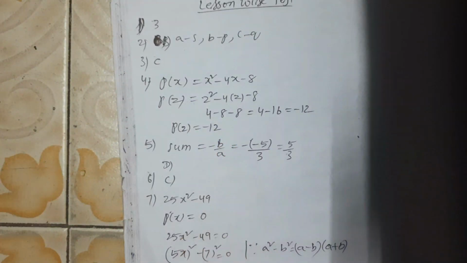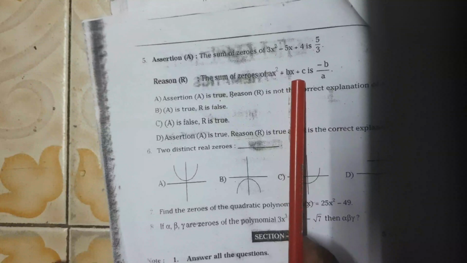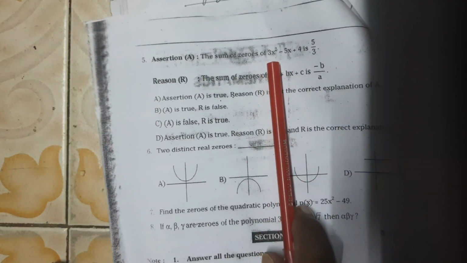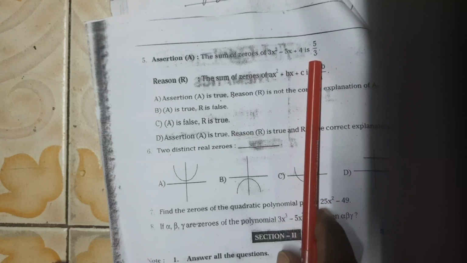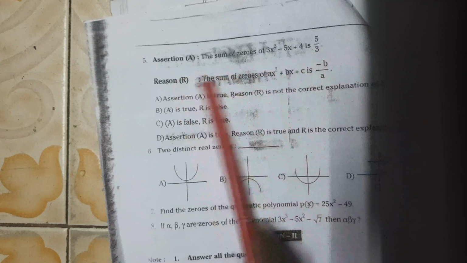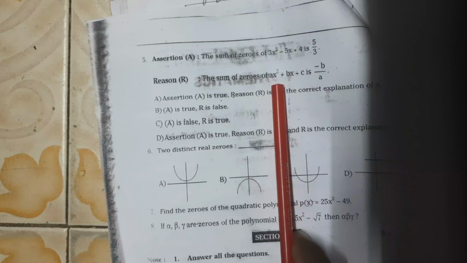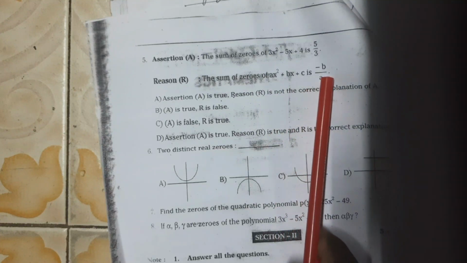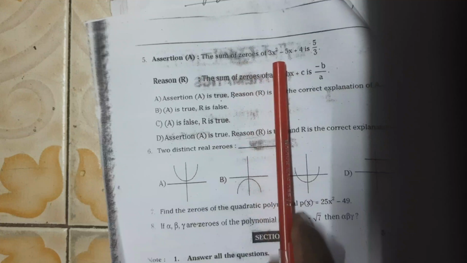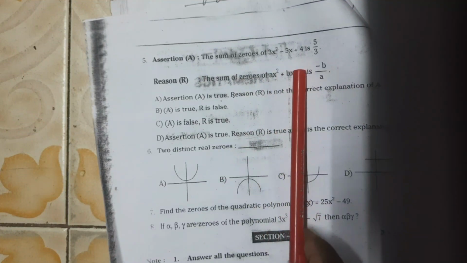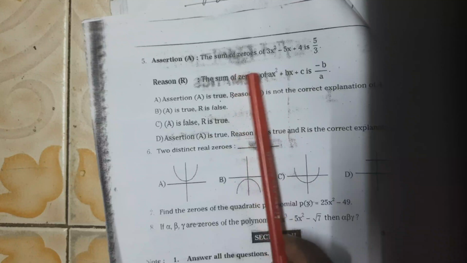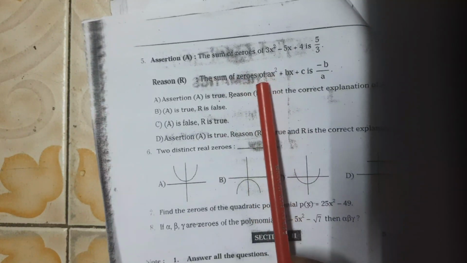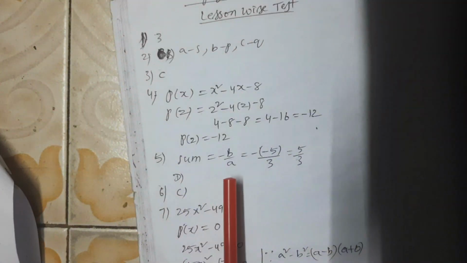Okay. Next, fifth question. See children, fifth question. What is the fifth question? Assertion statement. Already I said, the sum of the zeros of 3x square minus 5x plus 4 is 5 by 3 is given. Next, reason. The sum of the zeros of ax square plus bx plus c is minus b by a is given. Suppose the first value is based on the second formula, so it supports the first statement. That's why this answer I am going to show in answers. Yes, it is D is the option.